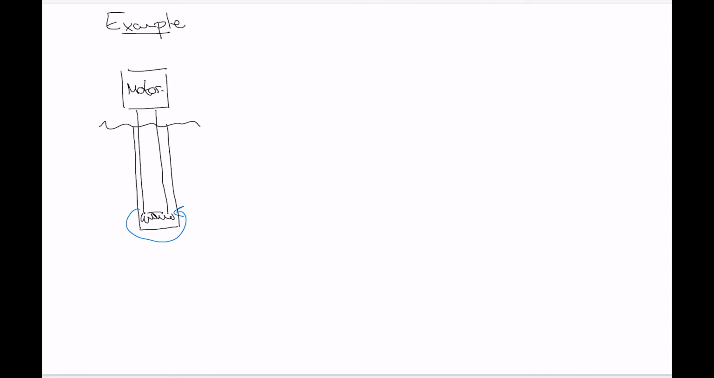Let's say that this pipe, let's call this the drill pipe, has a cross section that looks like this. So it's got a 3-inch outer diameter, and a 2-inch inner diameter.